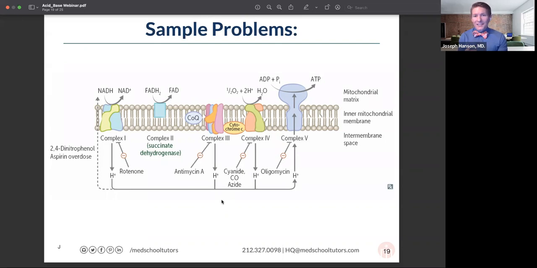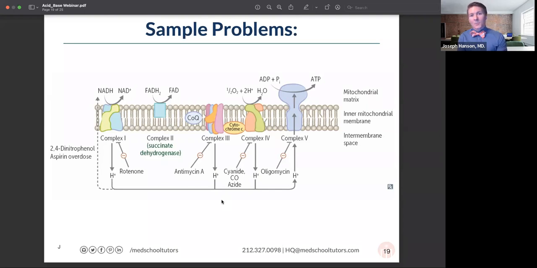That's how NSAIDs might work, and that's how aspirin works, by inhibiting the production of, or inhibiting the effect of cyclooxygenase and inhibiting the production of prostaglandins. So you're correct that aspirin is supposed to cancel a fever, not cause a fever. And the reason I brought up this lovely picture of our electron transport chain is to say that aspirin causes decoupling of the electron transport chain.